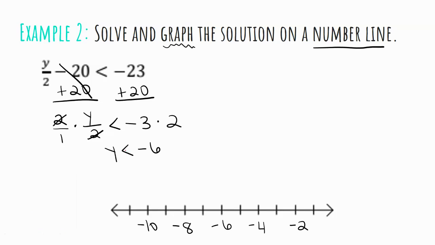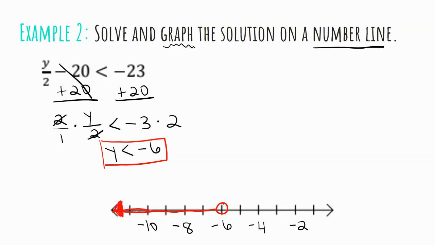Now, once again, I'm going to put a circle on the number that is in my solution. So I'm going to put a circle on negative 6. However, this is not less than or equal to. So when it's just less than, my circle is going to stay open. Now, once again, the less than is kind of showing me which direction to put my arrow. So I am going to put my arrow to the left because my solution is less than negative 6.